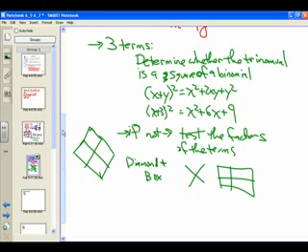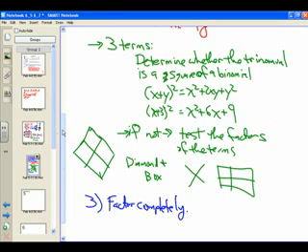The third thing: factor completely. In other words, if you end up with an answer that could still be factored, we've done a couple of those. You've got to look at the answers. Could I still factor this? Maybe it's still the difference of a square, that sort of thing. Could I still factor some more?